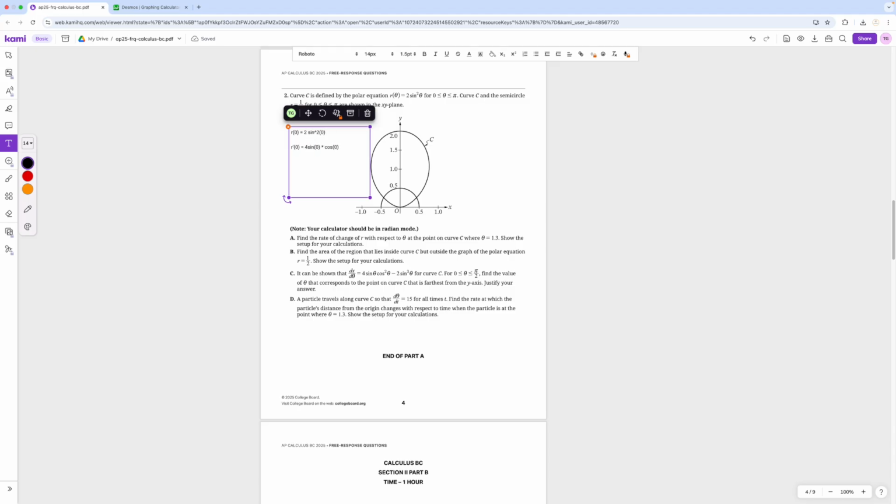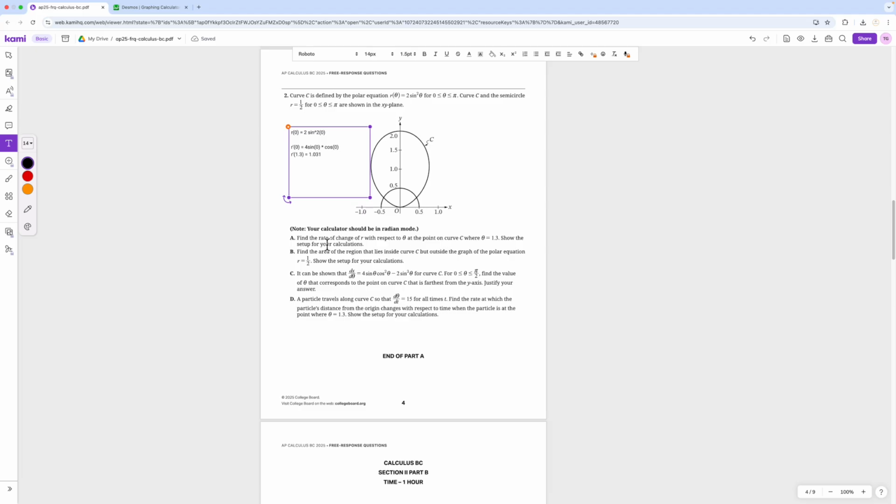And all you have to do is plug in when theta is equal to 1.3. I have my calculator in front of me, which is faster, so I'm just going to do that. 4 sine 1.3 times cosine of 1.3. Let me just make sure my mode is in radians. And that gives us r prime of 1.3 is equal to 1.031. 1.031 is the rate of change of r with respect to theta at the point on curve C when theta equals 1.3.